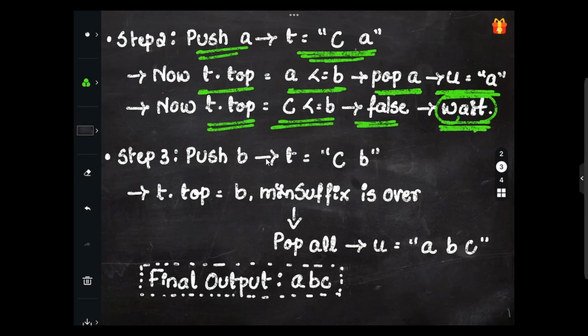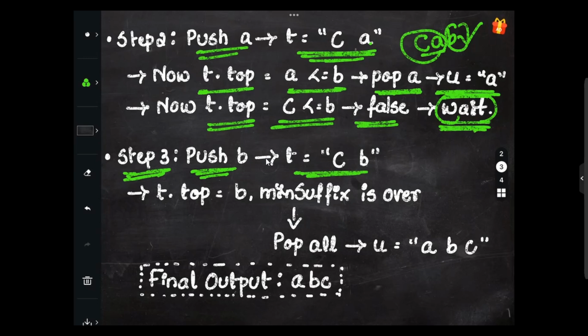So let's move on with step 3. The same operations will continue, just that we are left with the last character in the string s. So we will push b, the last character. We are done with c and a. Now we have the character b left, so we will push b. T consists of cb. We have already popped a here, right? So a less than or equal to b, we can compare, yes. So in this case we will pop a, and u contains the character that has been popped, so u equals a.